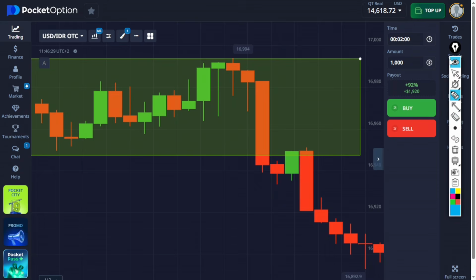Now in this situation right here, all that we're looking for is a pullback and a retest of the broken consolidation zone. So shortly after the break, price ended up pulling back and retesting the broken consolidation zone on this candle right here. So now that we've got the retest, we can look for entries. But just because price retested the broken consolidation zone doesn't mean we're going to enter in immediately. That's a little too aggressive.